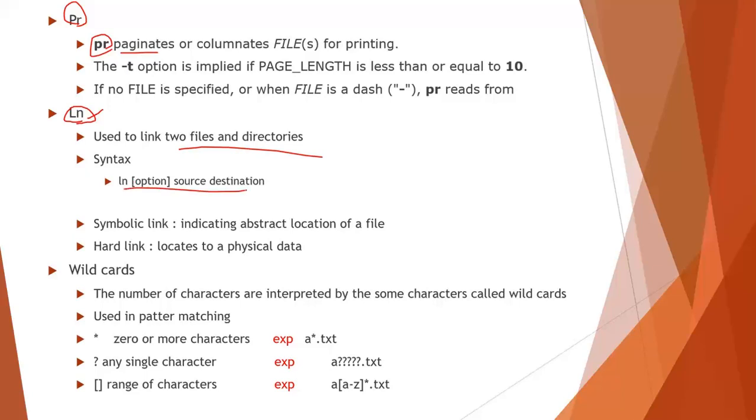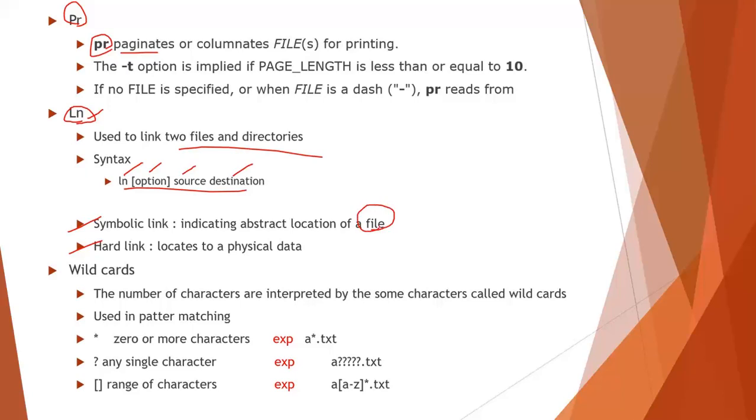So it will have a syntax something like this: ln, option, then a source and destination file name. There are two types of links. We'll consider one as a symbolic link, the other one is a hard link. A symbolic link is for a simple file name, where we're going to create two files.